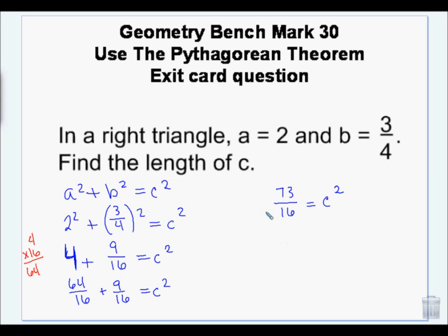And then I'm going to take the square root of both sides. Now the square root of 73 16ths is the same thing as the square root of 73 over the square root of 16. You can break it in half, and I can take the square root of 16. I can't take the square root of 73, so I just leave it.